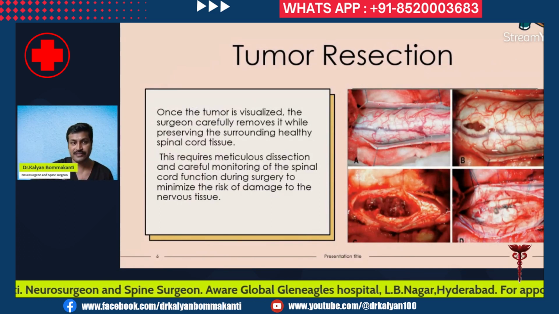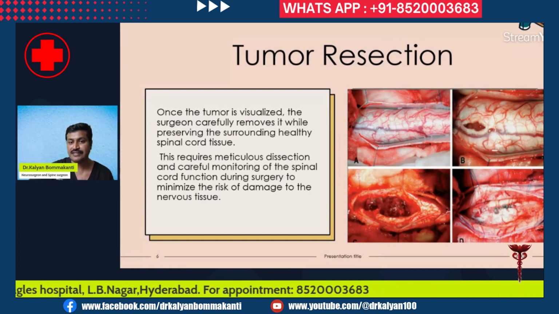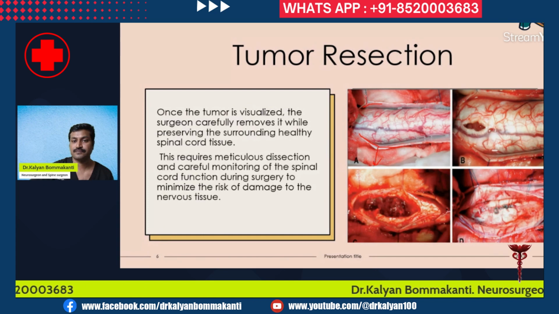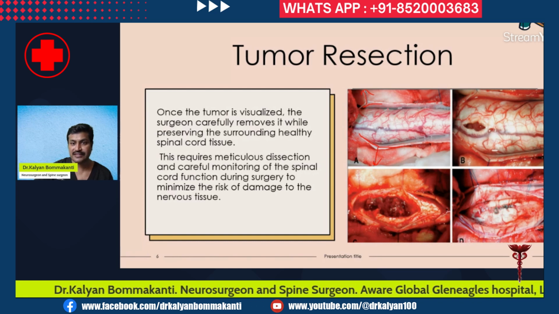For the tumor resection, we open the dura mater. You can see the dural flaps which have been cut and pulled apart. So this is a spinal cord tumor. You can see the tumor bulge.